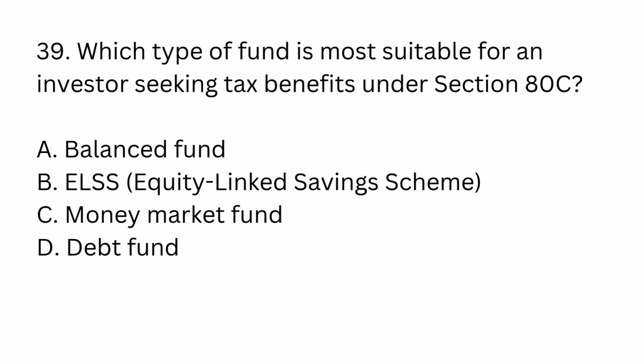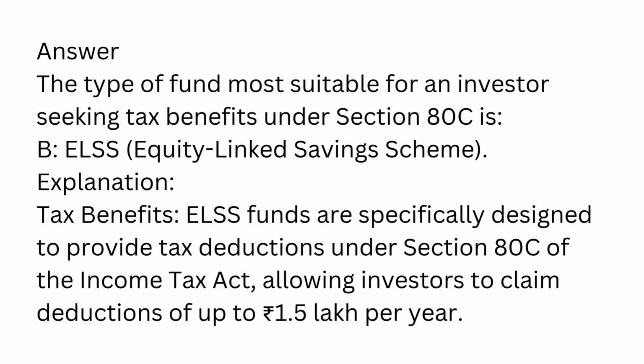39. Which type of fund is most suitable for an investor seeking tax benefits under Section 80C? A. Balanced fund. B. ELSS, Equity-Linked Savings Scheme. C. Money Market Fund. D. Debt Fund. Answer. The type of fund most suitable for an investor seeking tax benefits under Section 80C is B. ELSS, Equity-Linked Savings Scheme. Explanation.